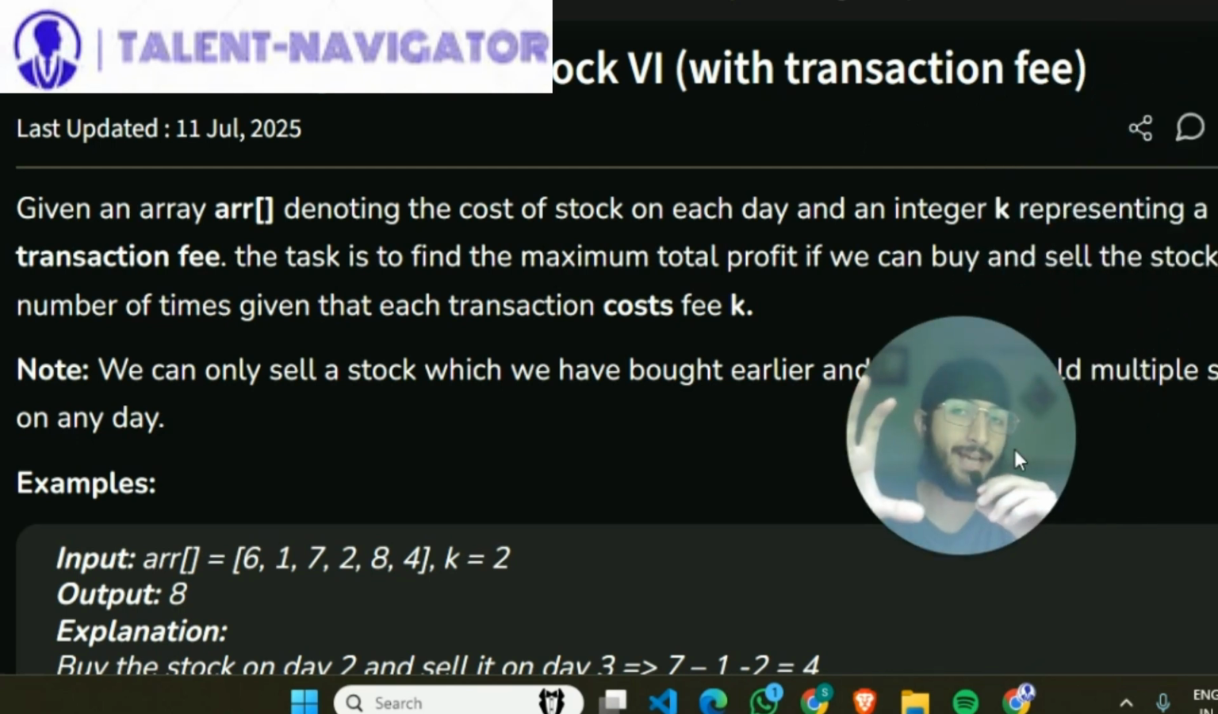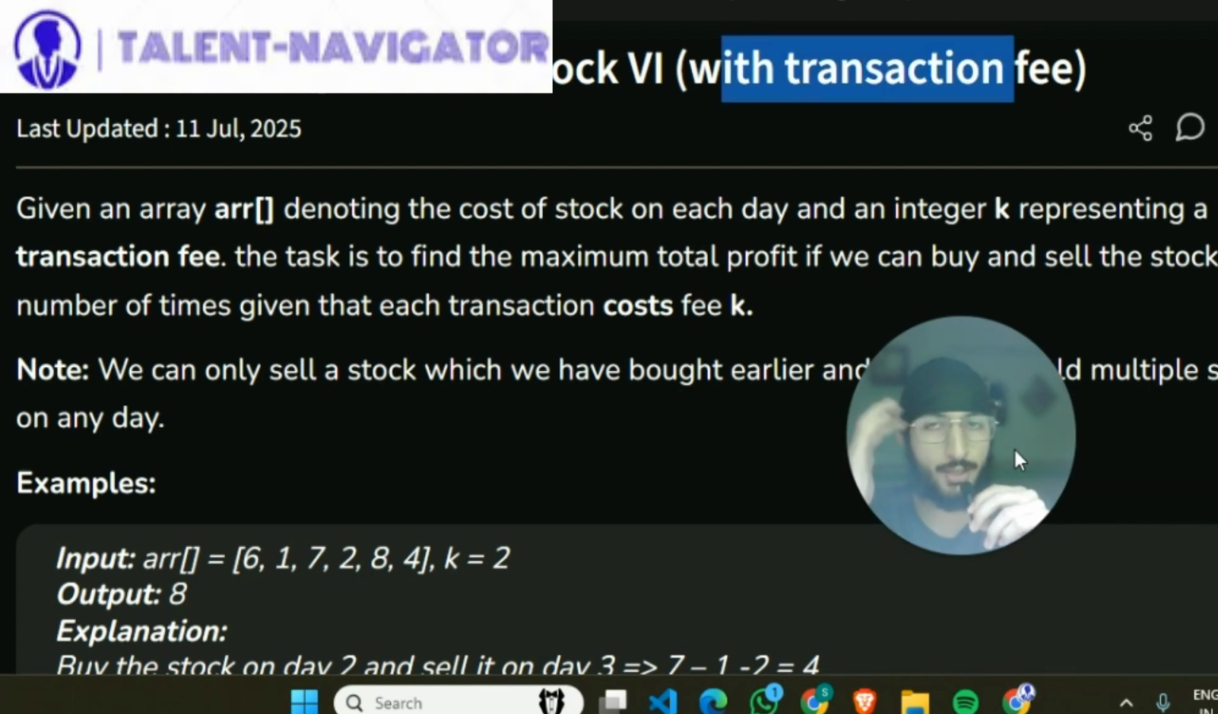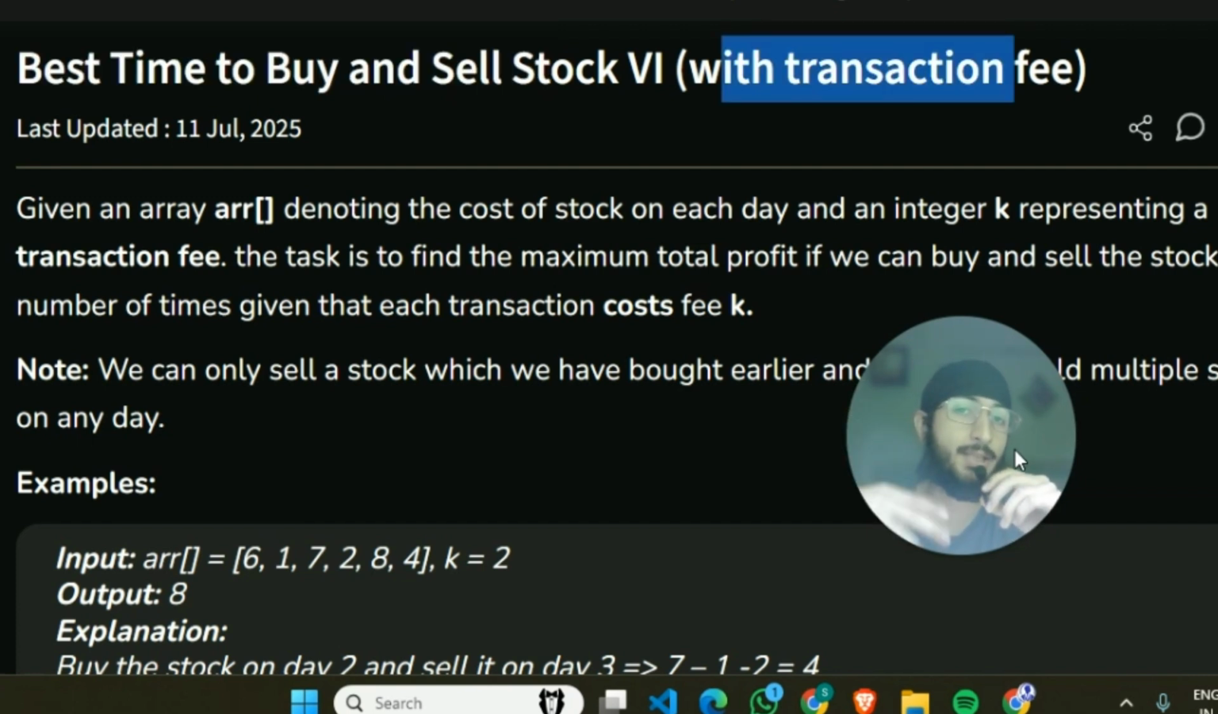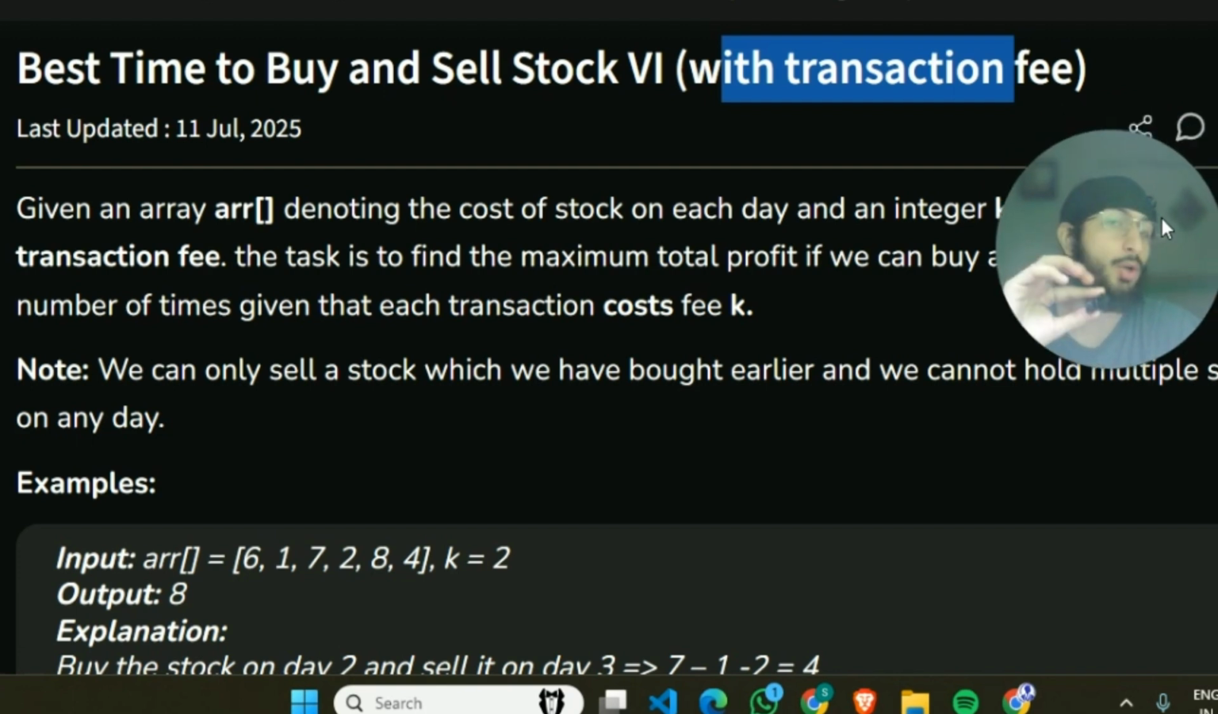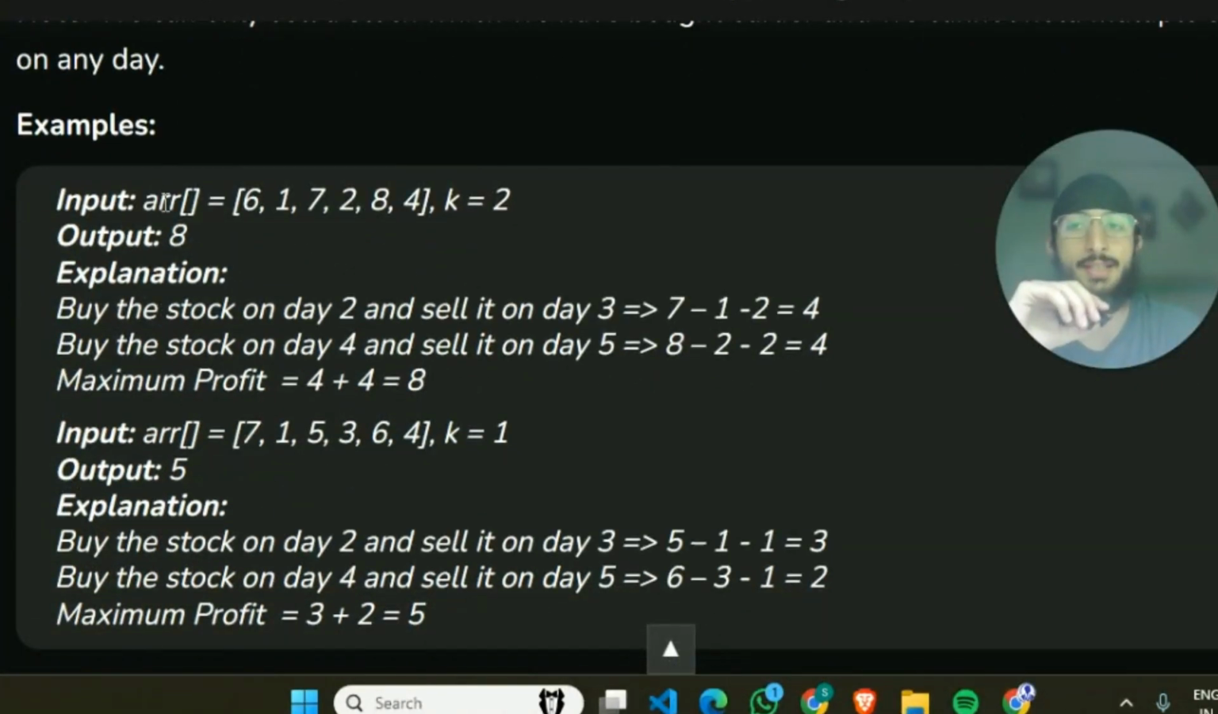So we are given an array denoting the cost of a stock on each day and an integer k representing a transaction fee. Our task is to find the maximum total profit if we are able to buy and sell the stocks any number of times we want, given that each transaction costs a fee k. So we can only sell a stock which we have bought earlier, and we cannot hold multiple stocks on any day, right? So let us see the example.